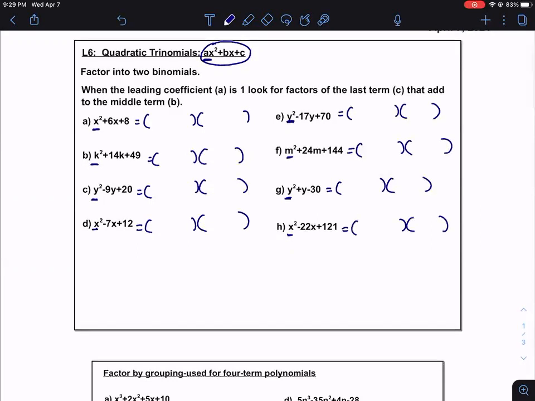Okay, and we are then going to factor this very easily. So we're going to start with the first term, which is x squared. And we know the only way to multiply back to x squared would be x times x. So for b, it would be k times k. For c, it would be y times y. For d, it would be x times x. And I'm going to stop with those 4. You guys are going to try the other 4.